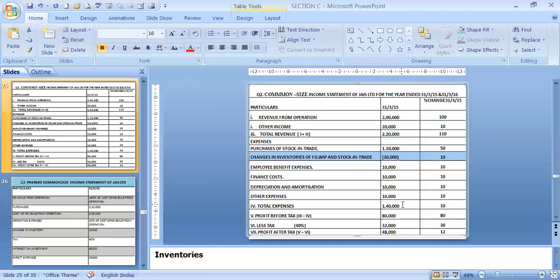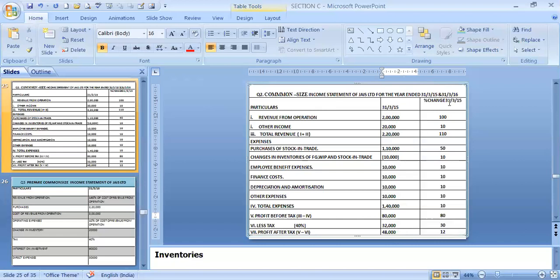Total expenses coming to be 1 lakh 40. If you see, 1 lakh 10 plus 10, 1 lakh 20, 1 lakh 30, 1 lakh 40, 1 lakh 50 minus this 10, so it's coming down to 1 lakh 40. Profit, total revenue minus total expense, is 2 lakh 20 minus 1 lakh 40, that is 80,000. Tax is 40% of this profit, 32,000. And after tax, 80 minus 32, 48,000.